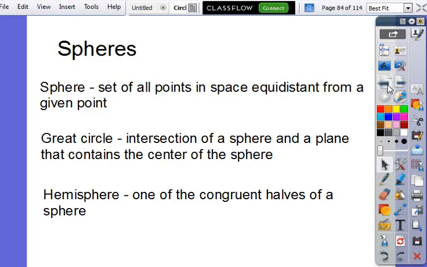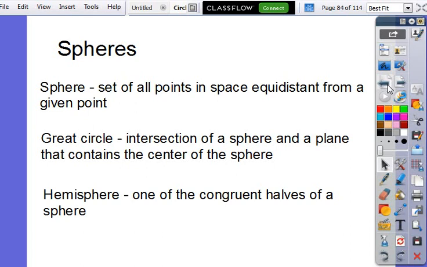We're gonna look at spheres, which is just a three-dimensional circle, a ball. A sphere is the set of all points in space equidistant from a given point. The great circle, and it'll hopefully make sense when we look at the diagram, is the intersection of a sphere and a plane that contains the center of the sphere.